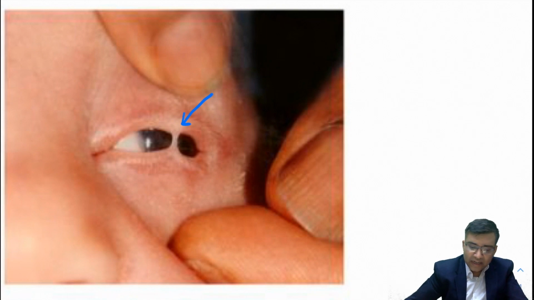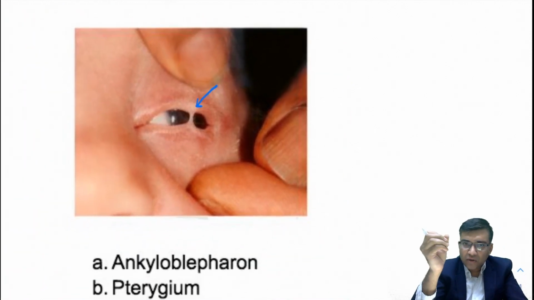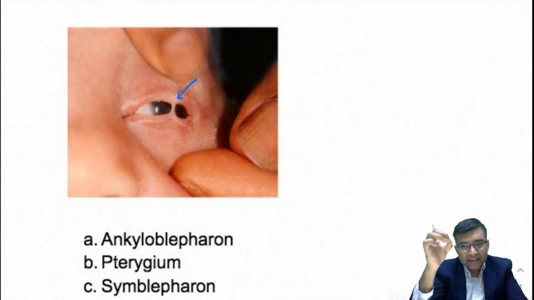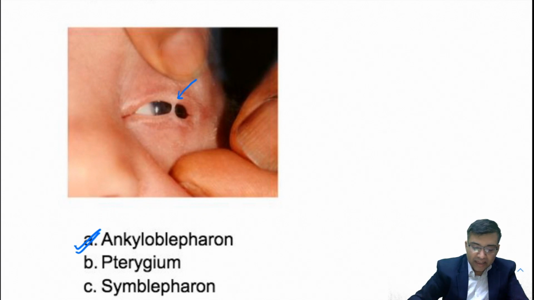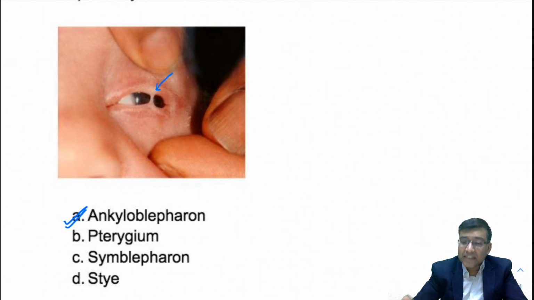So what is ankyloblepharon? Ankyloblepharon is basically the addition of the mucous membrane of the upper and the lower eyelid. So what we have? We have the palpebral conjunctiva there. Okay. So a similar type of condition can also be seen in conditions like chemical injury, where you have an addition that is called the symblepharon.